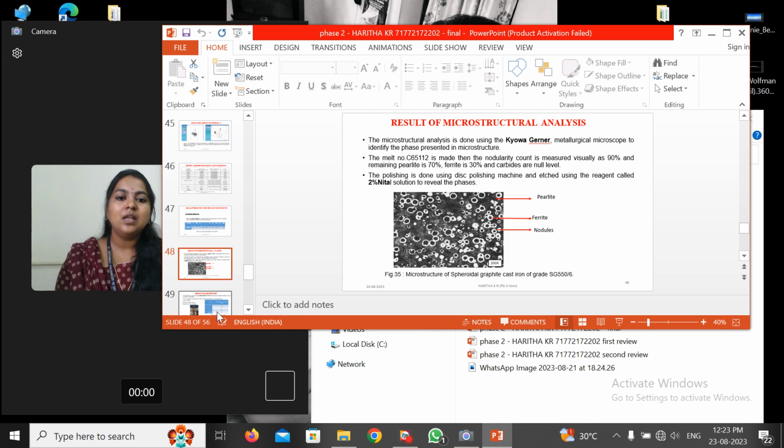over the material, magnified at 200x, shows the bullseye kind of phase present in the cast iron. The black color phases are called pearlite, which is very strong and fine compared with the ferrite; the white phases are ferrite, and the center part is called nodules. This is about the microstructure of the SG 550/6.